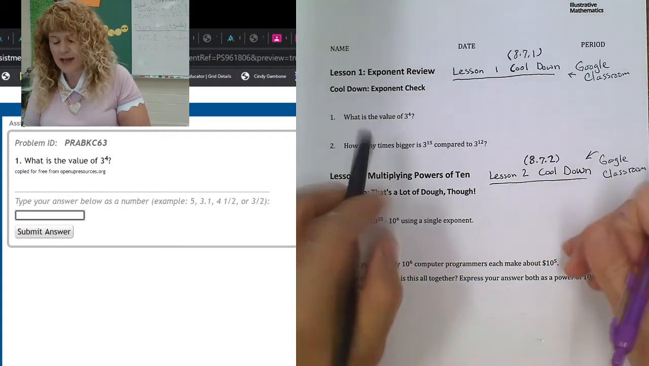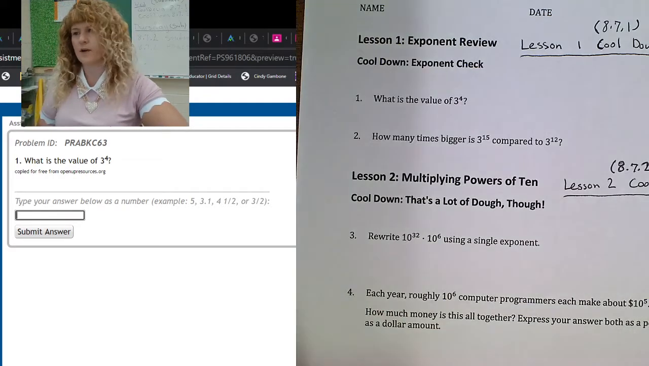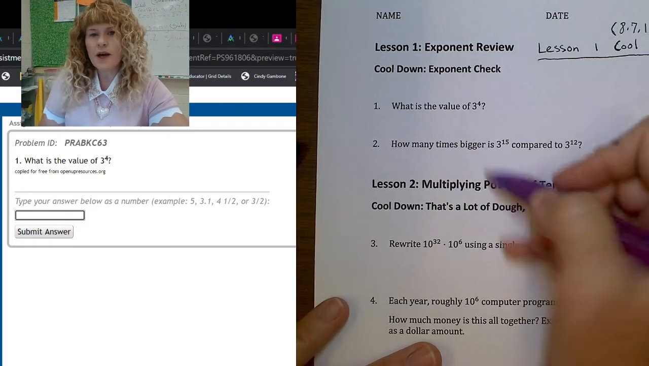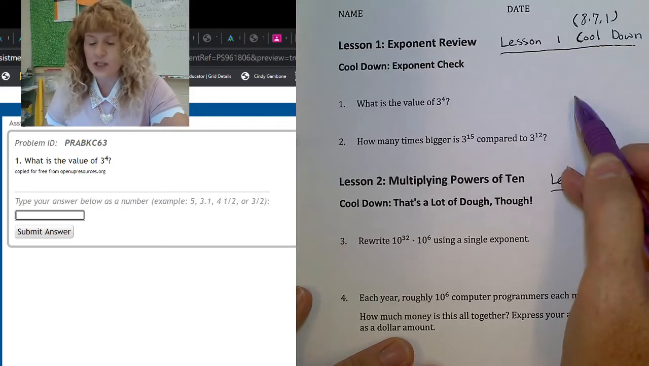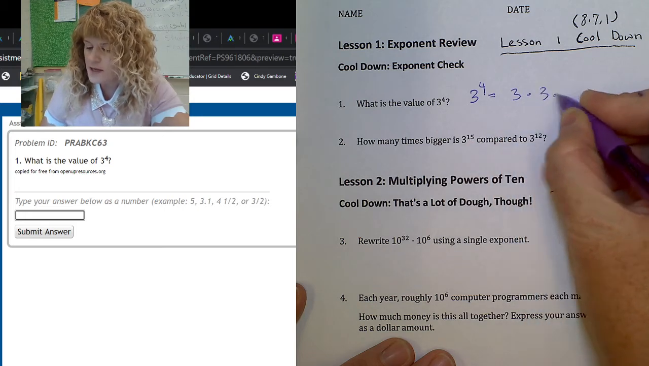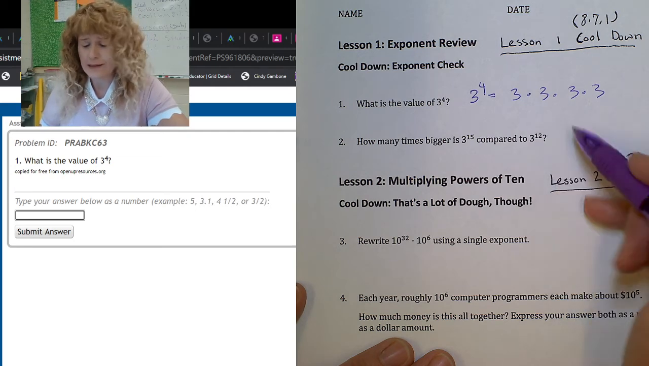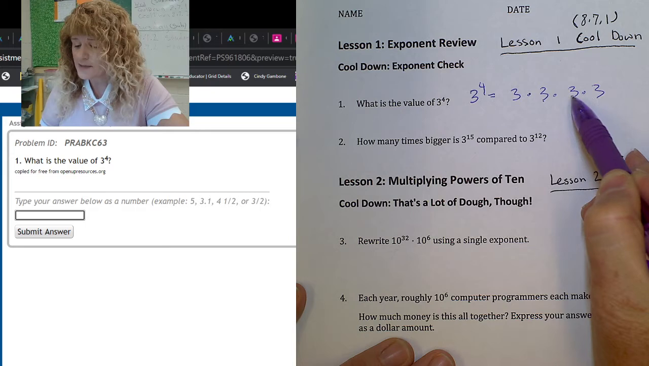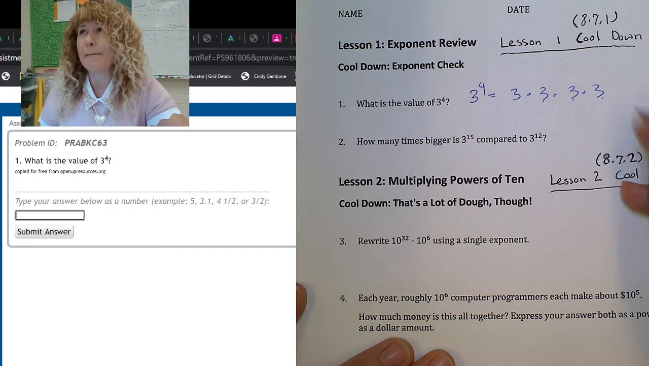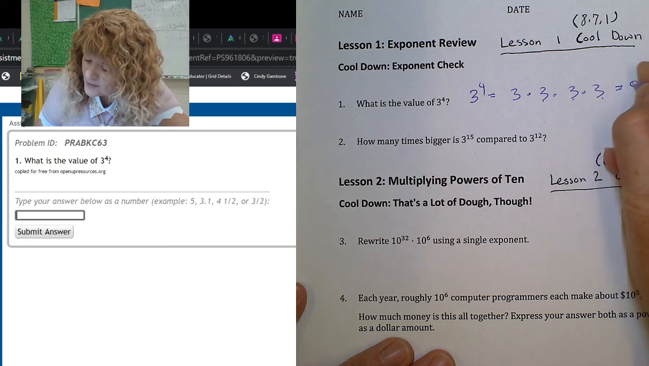Okay, question number 1 asks you, what is the value of 3 to the 4th power? In class Monday and Tuesday, I showed you how to write this out in expanded notation. 3 to the 4th power equals 3 times 3 times 3 times 3. Let me see if I can do that math in my head. 3 times 3 is 9. 9 times 3 is 27. And then times 3 again. 27 times 3 is 81, I think.